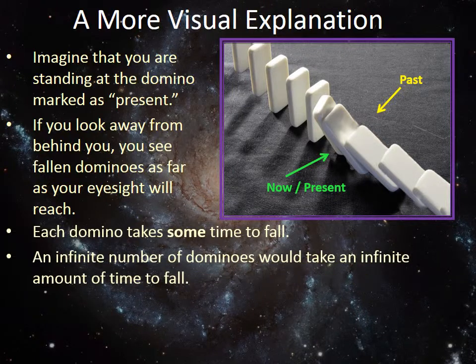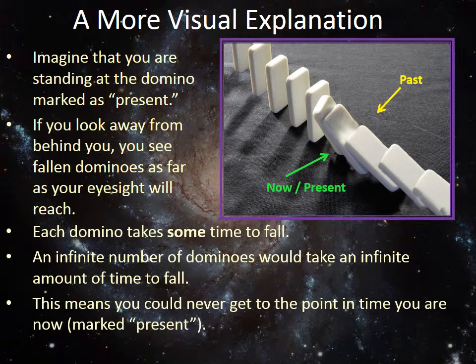But if there were an infinite number of dominoes behind the one currently falling, each of which caused the next to fall, that would require an infinite amount of time to have passed in order to get to the point in time that you are at now. But it is impossible to cross over an infinite amount of time, so if that hypothesis is true, you can never reach the point in time called now. Therefore, that can't be the explanation.